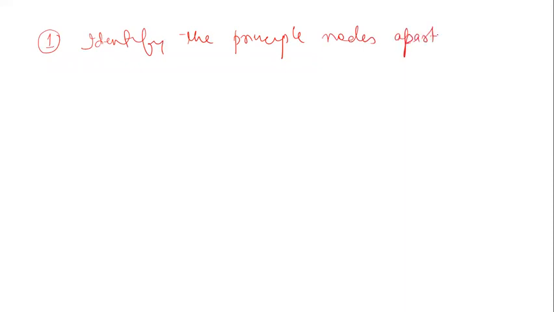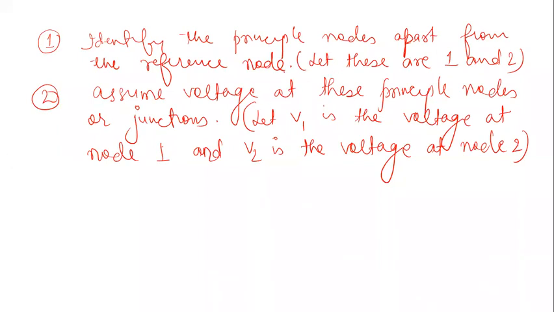Now, the first thing that you will do is identify the principal nodes apart from the reference node. So let us assume that these principal nodes are 1 and 2. Now the second thing that we do in nodal analysis is we assume some voltage on each of these principal nodes which we have identified, and let us say V1 is the voltage at node 1 and V2 is the voltage at node 2.